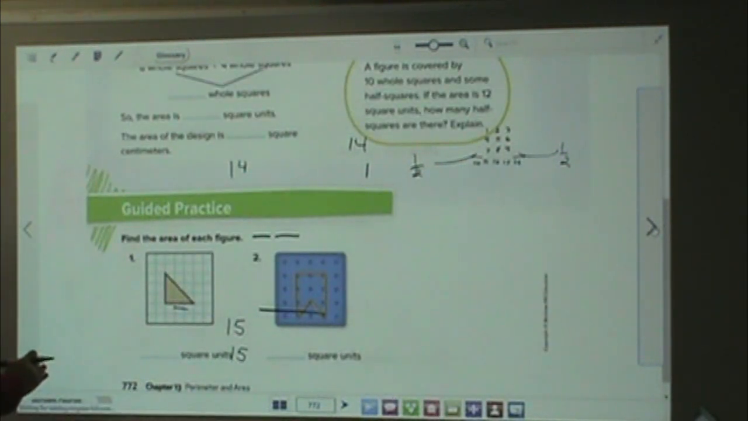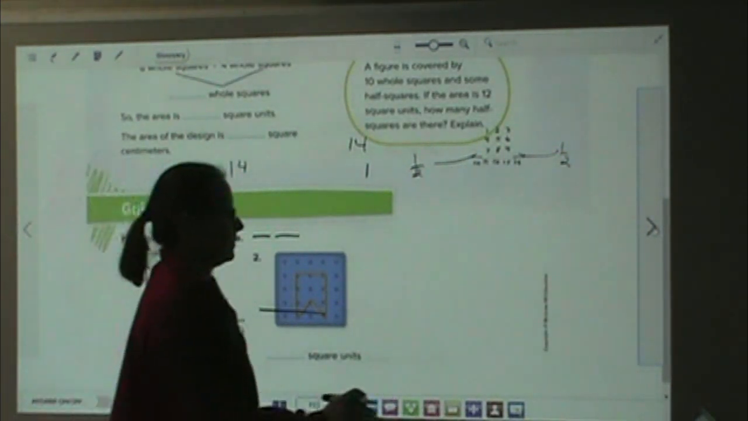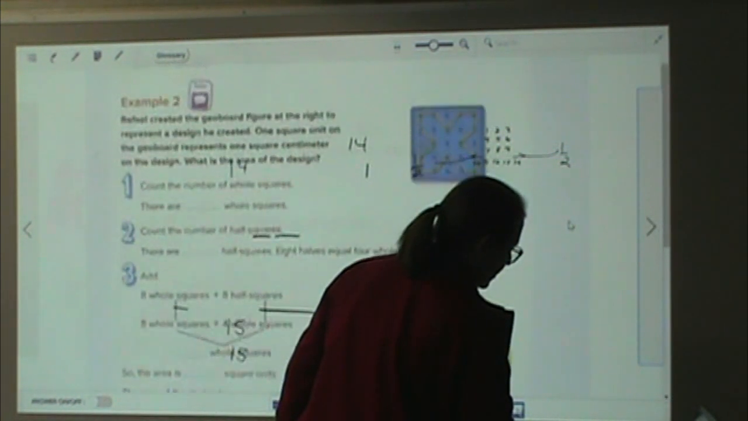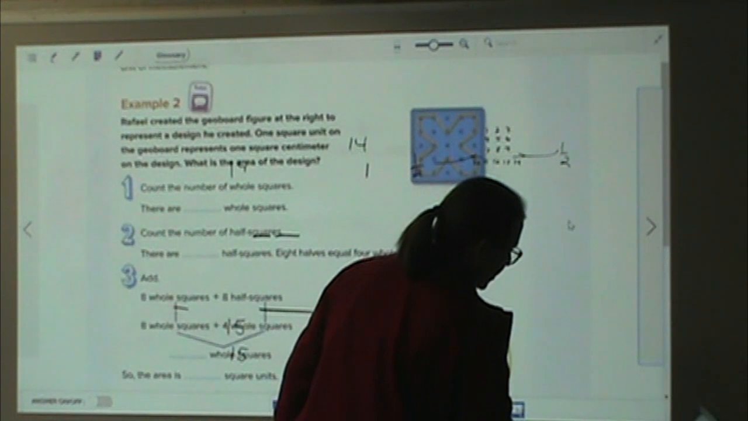Go ahead and flip to the next page. We're going to start at the top with example 2.